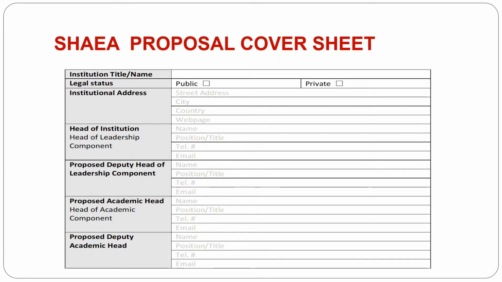The proposed deputy head of the leadership component is somebody from senior management, and who it is, that is up to the institution to decide. The proposed academic head, or head of academic component, would most likely be a senior faculty member from one of the leading faculties in this proposal. Probably agriculture, but not necessarily. Could also be from social science or economics or something else. And also here we need a proposed deputy head from the faculty. Preferably the head and the deputy head should not come from the same faculty if there are many faculties involved in the SHAEA project.